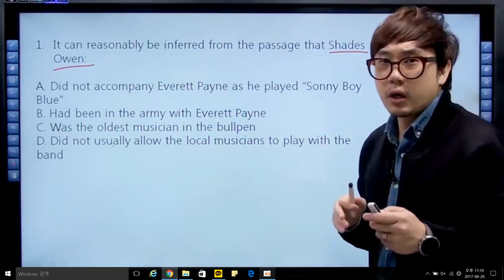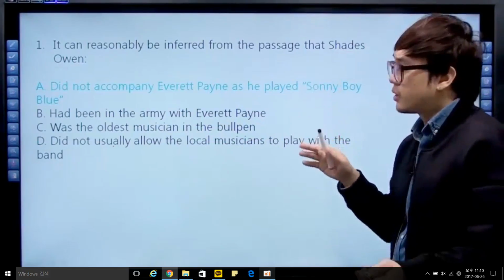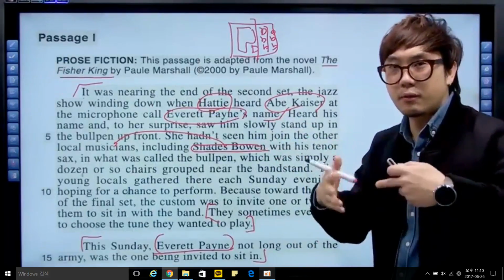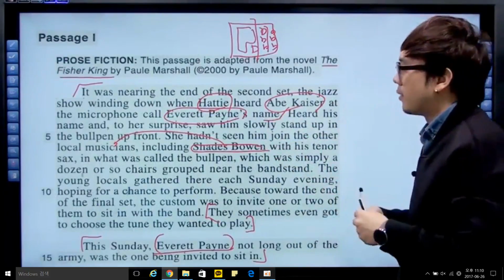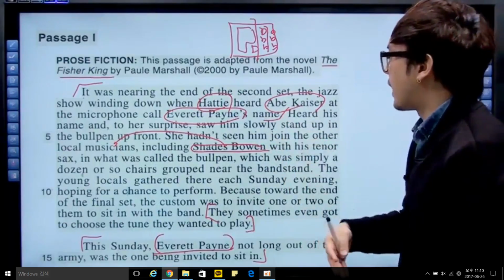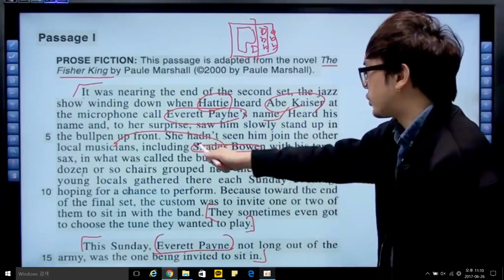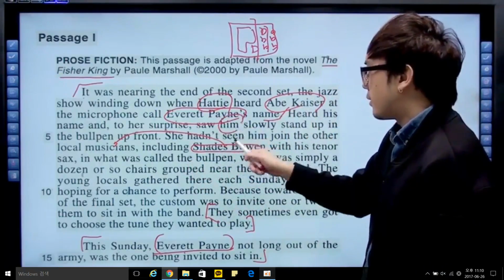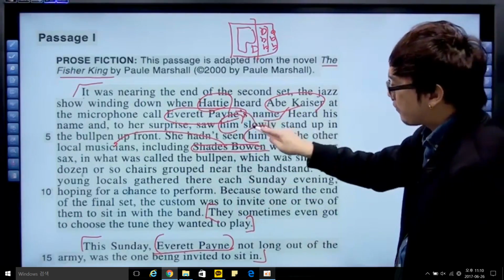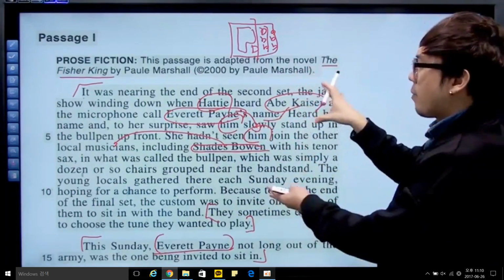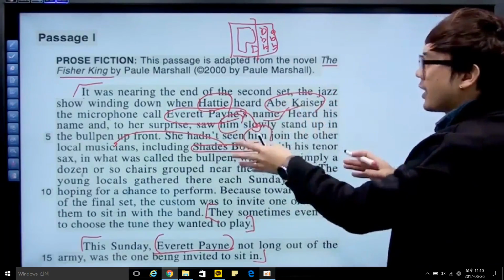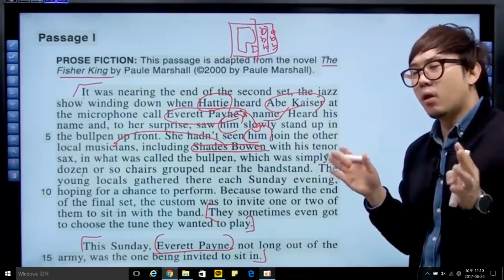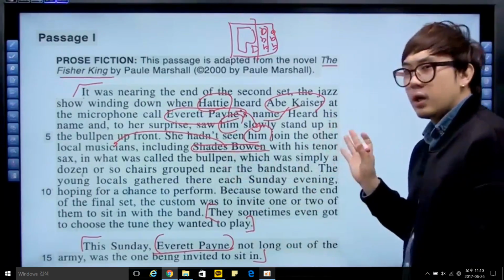So which are we talking about, right? Of course the answer would be this, because here Shades Bowen is a local musician. I need to explain this, and I'm going back and forth. That only took us about a minute or a minute and a half or so, right? Because of the time display. So if you take a look at it, it says Shades Bowen. She hadn't seen him join the other local musicians, including Shades Bowen. I don't know who the him she's talking about is, but I'm pretty sure that's Everett Payne, right? Because we read that part. We read that part saying Everett's name, heard his name, and to her surprise saw him slowly stand up in the bullpen and up front. She hadn't seen him join any other local musicians, including Shades Bowen, with his tenor sax.